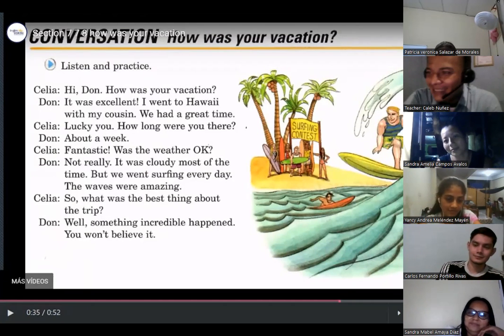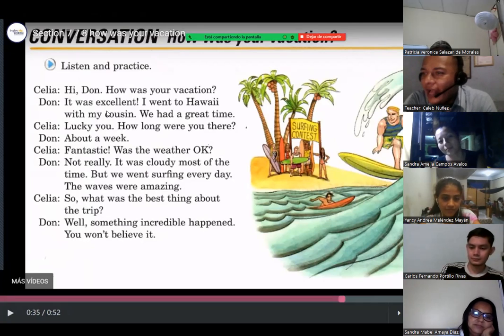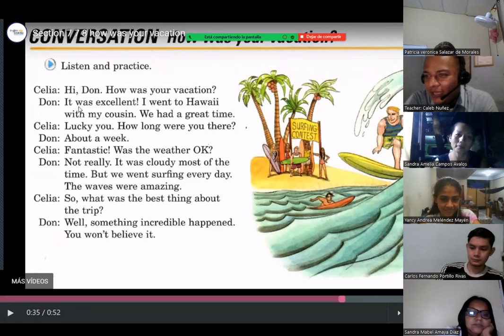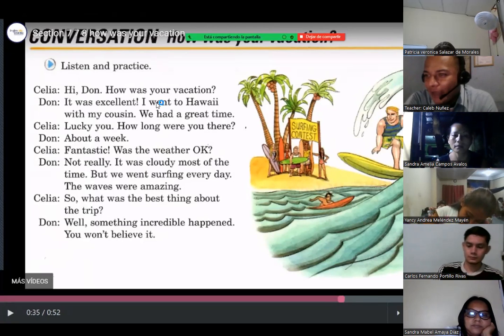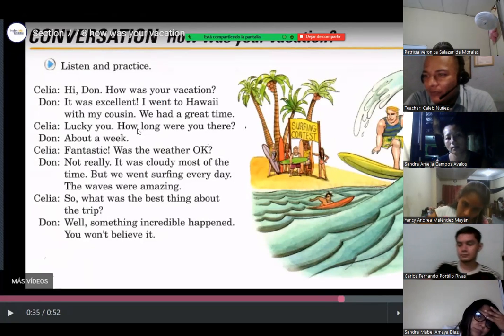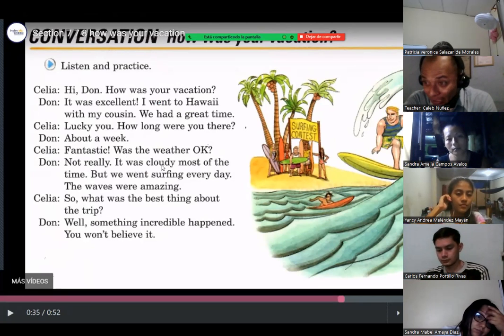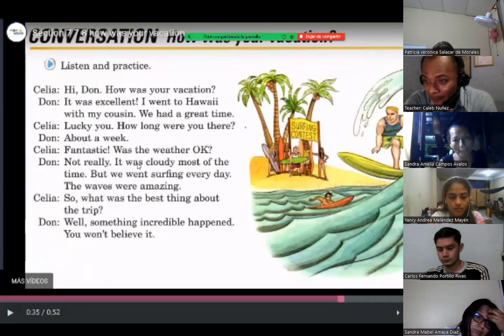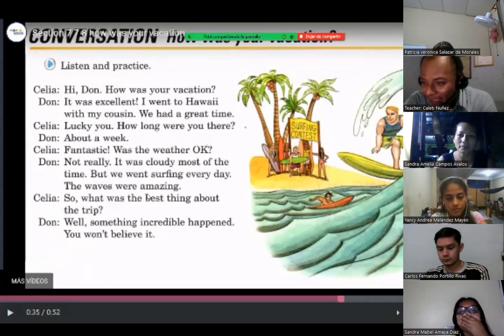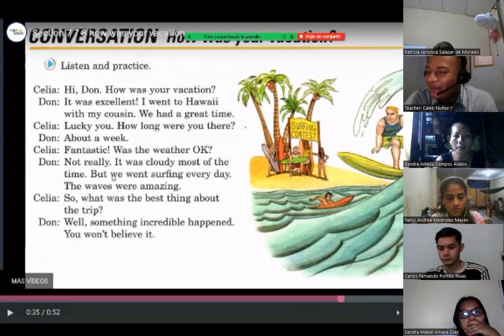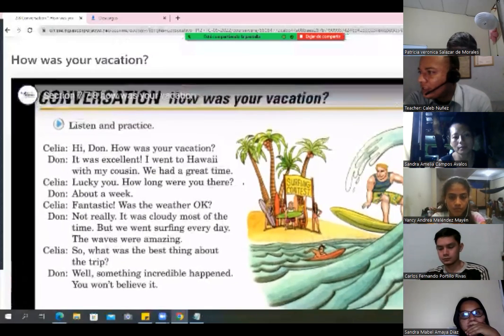Wow, nice. Okay, here we have sentences with the simple past of the verb to be. For example, it was excellent. In here, I'm combining the simple past with an action verb. Went. I went to Hawaii. We had a great time. It was cloudy. The waves were amazing. So we're pretty much using the past of the verb to be. Simple past of the verb to be.